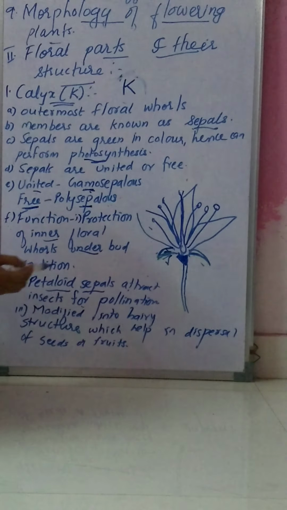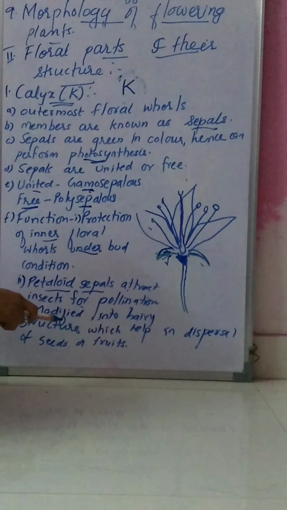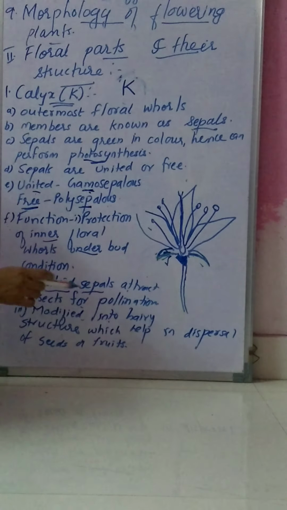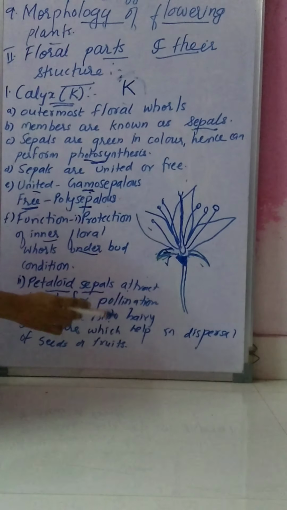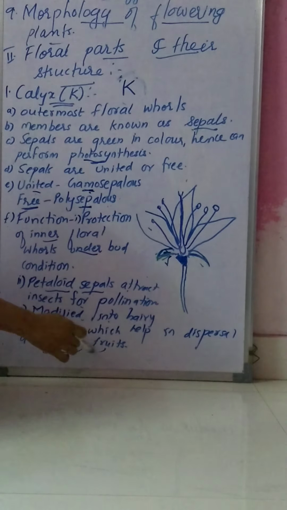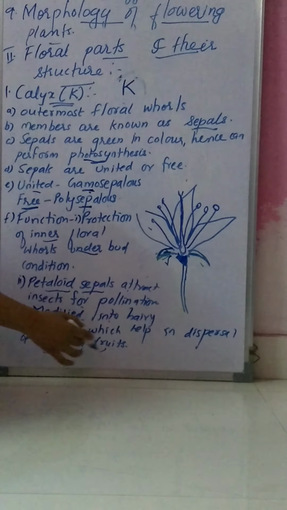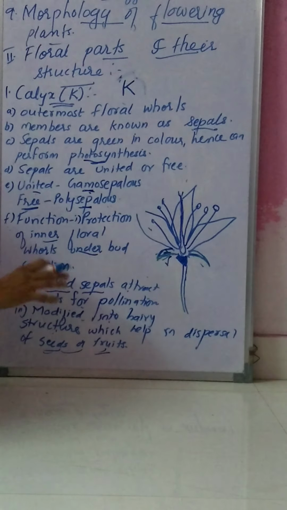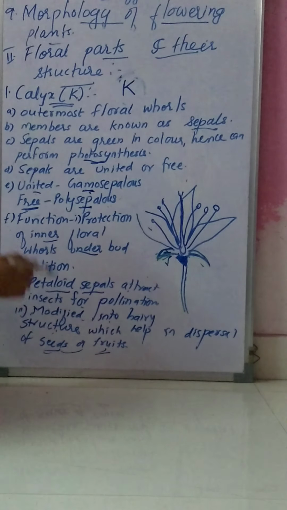Then in some flowers the sepals are modified into a hairy structure. When they are modified into hairy structures, this type of sepals helps in the dispersal of seeds or fruits. This type of sepals is found in Sonchus.